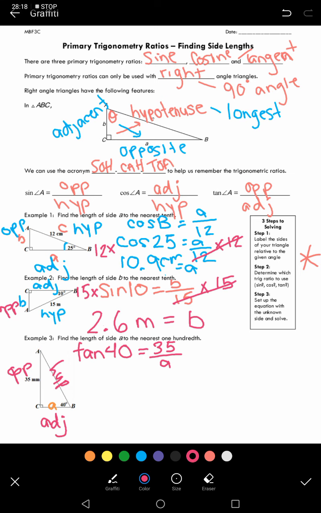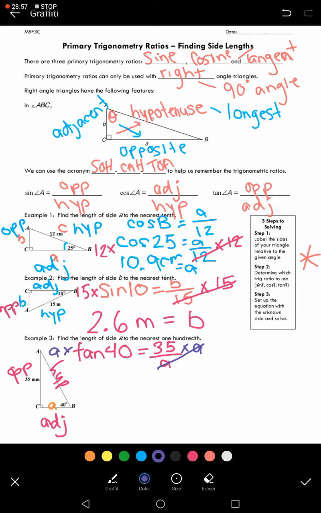We're going to solve it the exact same way, using opposite operations to isolate A. We don't want A on the bottom of a fraction. Our goal is to get it all by itself, and we can't do that if it's on the bottom of the fraction. So, just like before, we multiply both sides by A, and these will cancel. Now we have A times tan 40 equals 35.